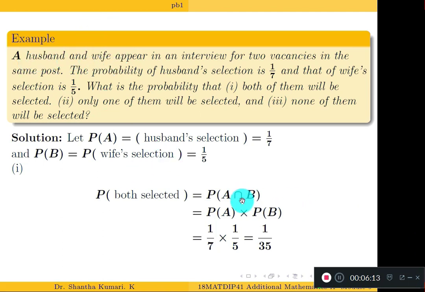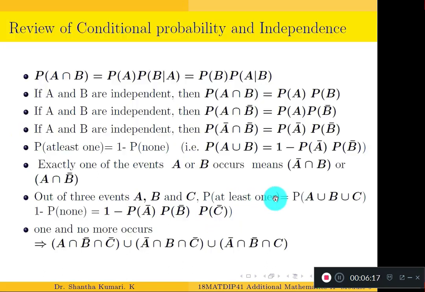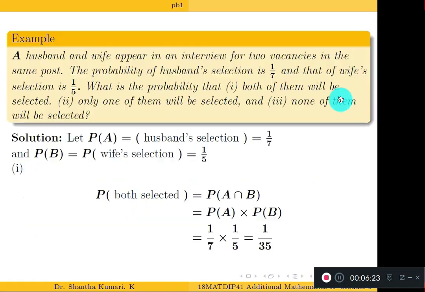So using the condition for independent events, what is the condition? I will show you the previous slide once again. If A and B are independent, then P of A intersection B equal to P of A into P of B. So directly you can multiply the probabilities. Both probabilities are given to you, write the answer. This is the first question. Once you know the notations, it's a very easy question.